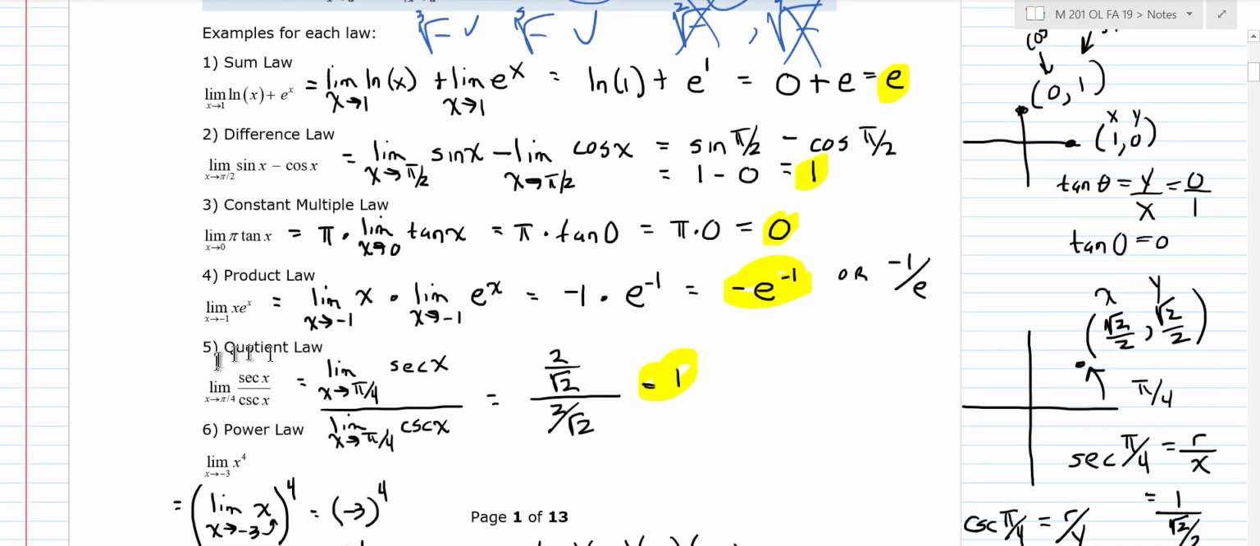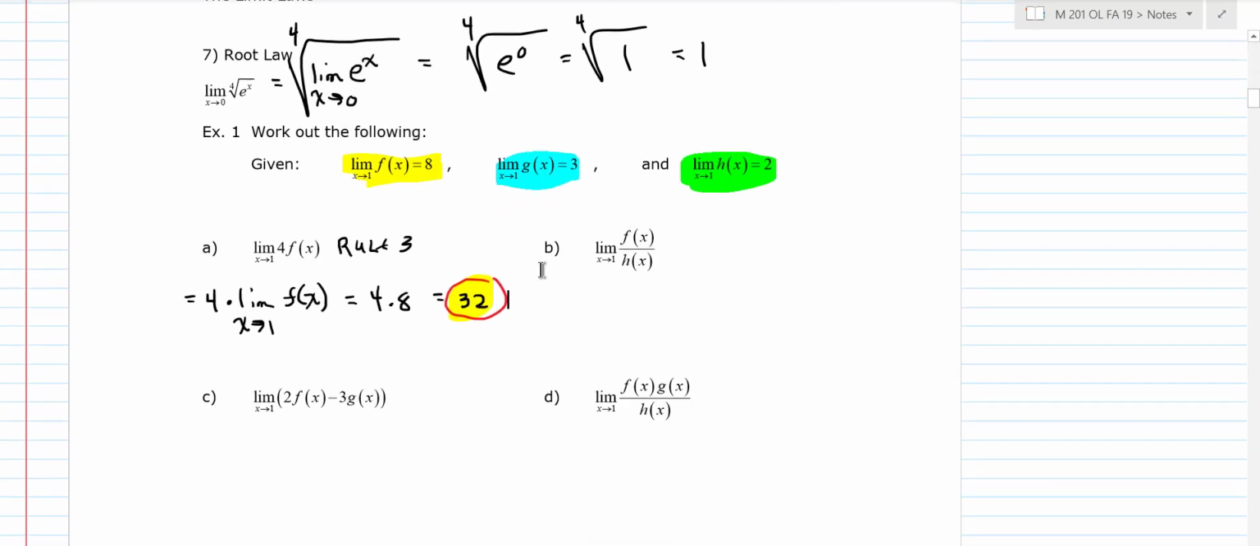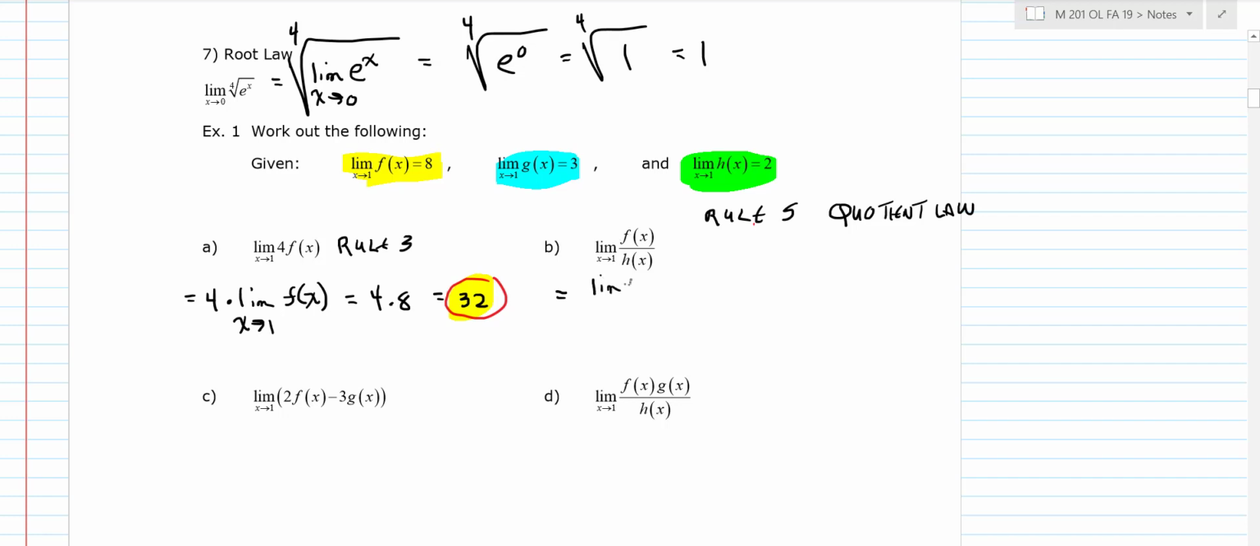Quotient law is number 5. Okay, so let's just write that on here. Rule 5, this is the quotient law. Okay? So you do this. According to the quotient law, if you have a limit of a fraction, you do the limit of the function in the numerator. Again, x approaches 1.